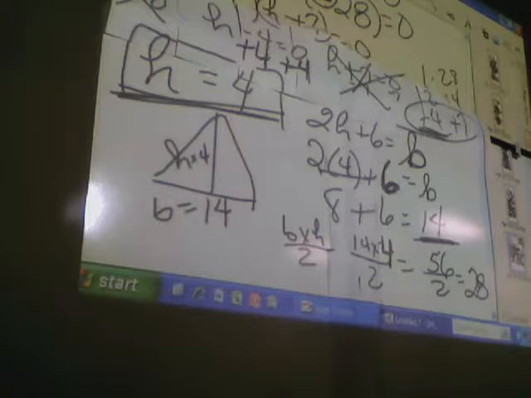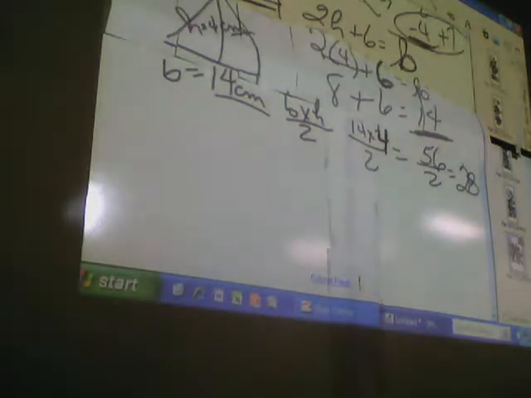Then when we check it, 14 times 4 is 56 divided by 2. That is our area. So that's our correct base, and this is our correct height. And are these centimeters, inches? Our problem before said that it was square centimeters. So the answers will be in centimeters. So don't forget your units.